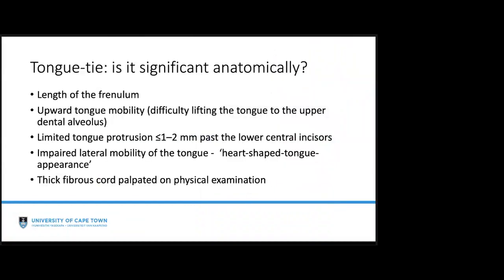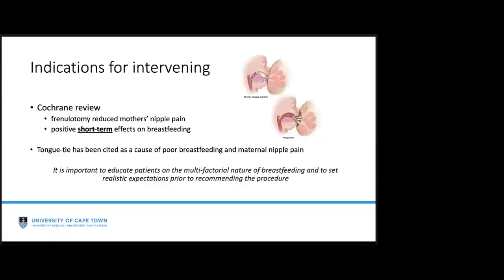So is it significant anatomically? When looking at this, there are several studies that have shown various guidelines based on the following criteria to classify tongue tie. So one should look at the length of the frenulum, upward tongue mobility, as well as if there's limited tongue protrusion, impaired lateral mobility of the tongue, and if there's a thick fibrous band cord palpated on physical examination. And when we should intervene is still a topic of debate.